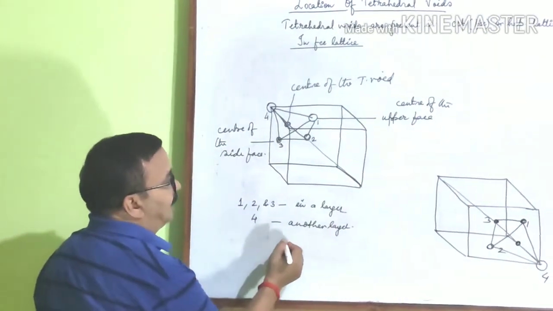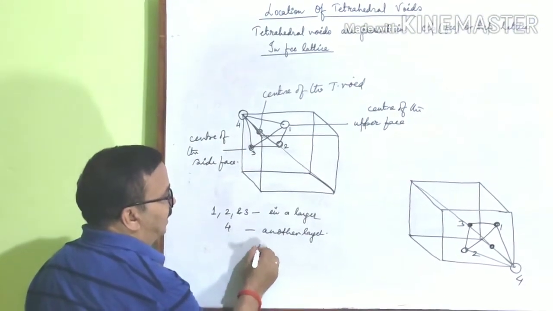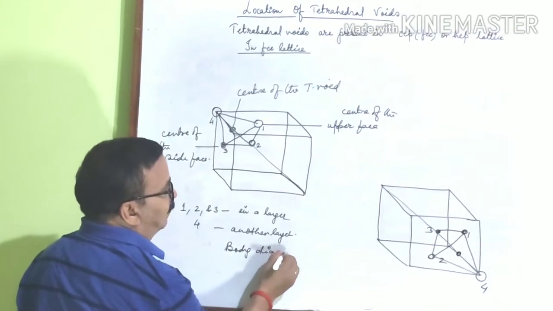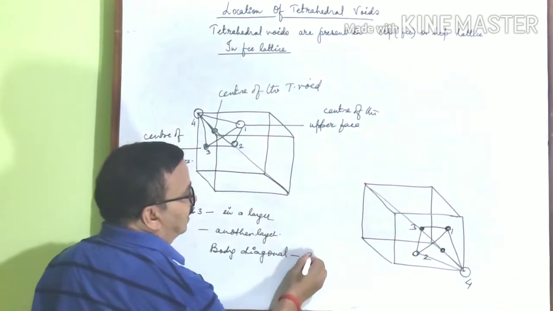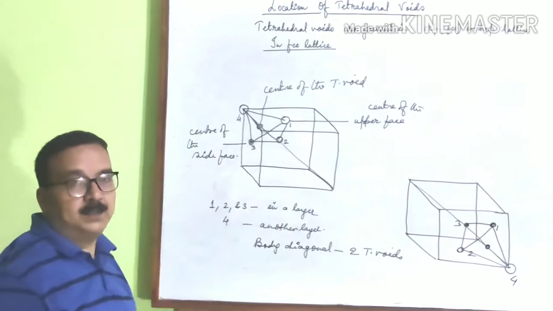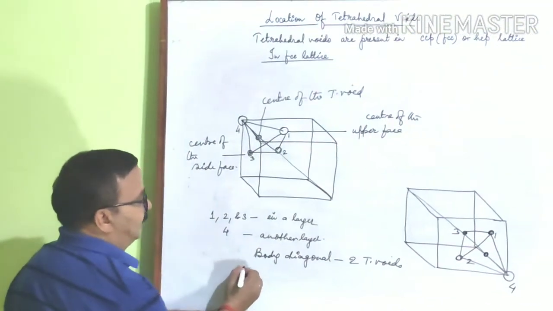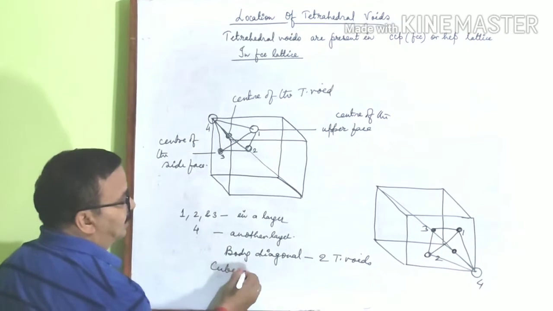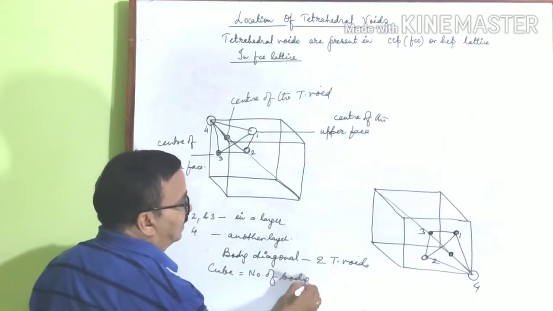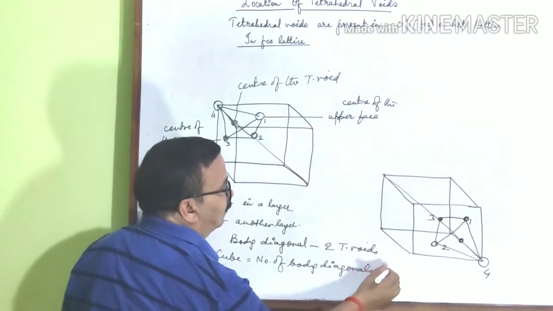So we can say that at the body diagonal there are two tetrahedral voids. How many body diagonals are present in a cube? There are 4 body diagonals. So in a cube, the number of body diagonals is equal to 4.